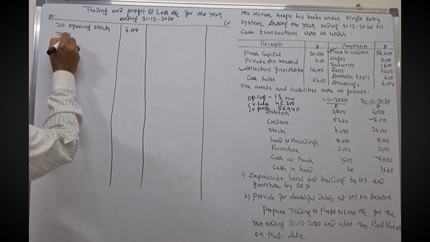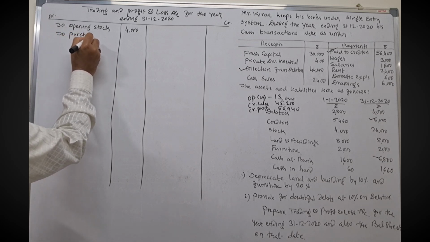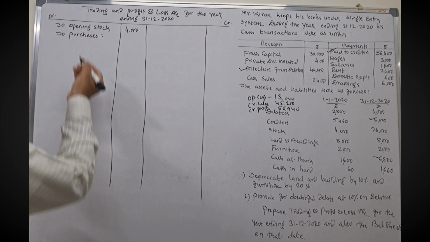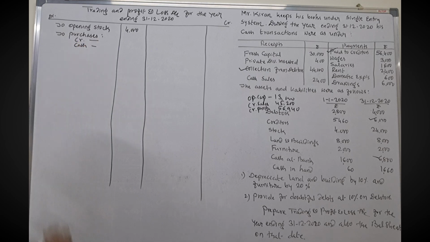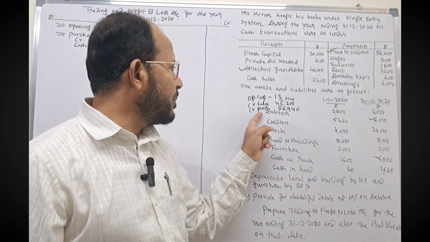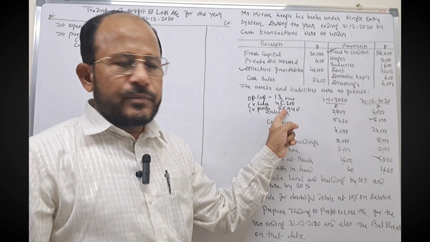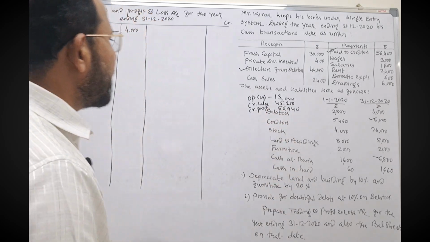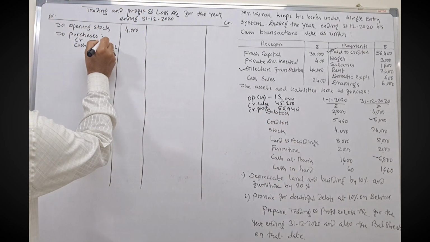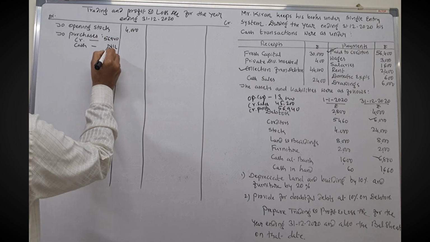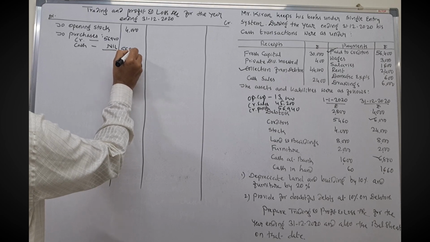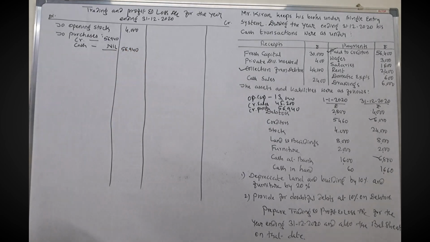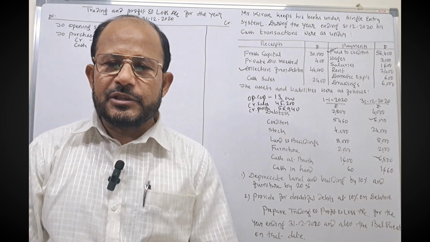Next one is purchases. What is the next item to be shown here? Purchases, credit purchases or cash purchases. If both are given, you have to take both here. Cash purchases are not given. Next one is credit purchases. Just now we prepared the sundry creditors account and found out 56,940. That is the credit purchases. Now you write here 56,940 purchases.